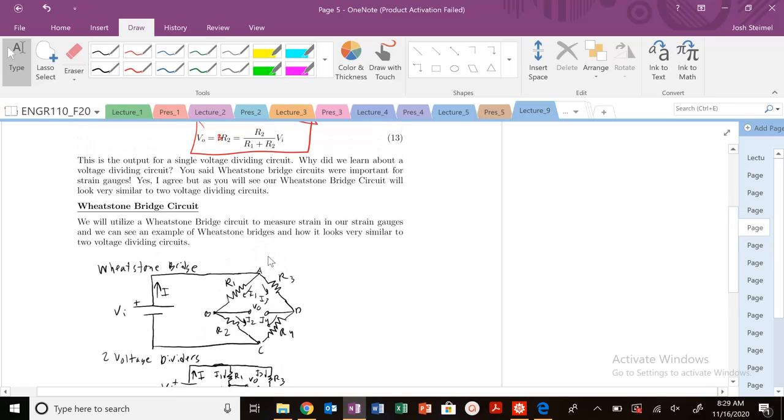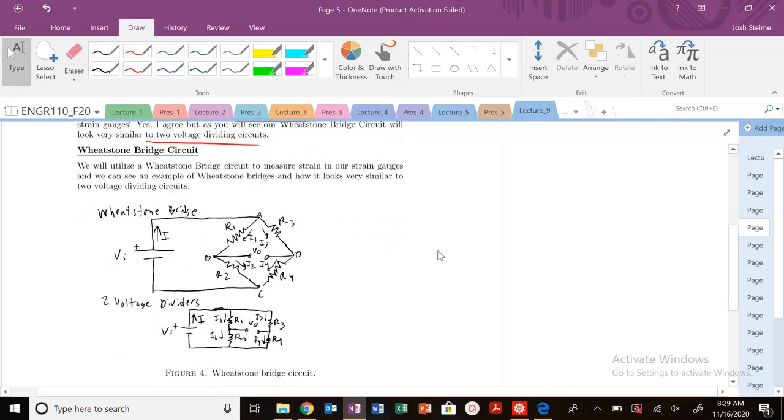Now, we can use this idea of the voltage divider circuit to build up and create our Wheatstone bridge circuit. You're going to see something very, very similar between our voltage dividers and our Wheatstone bridge circuit. Specifically, you're going to see the Wheatstone bridge is essentially 2 voltage dividing circuits. We'll talk about that in the next video. So with Wheatstone bridges, we're almost through our circuits, and then we can get back into our mechanics.